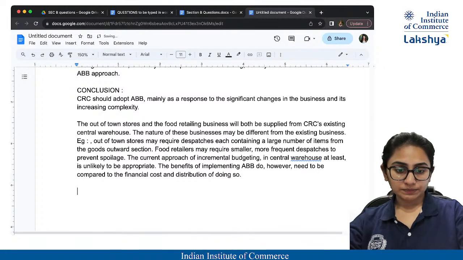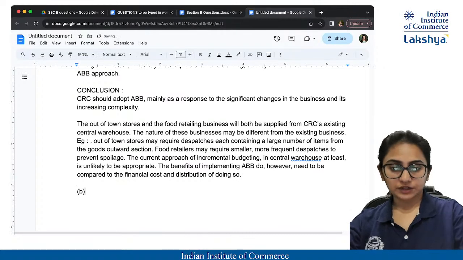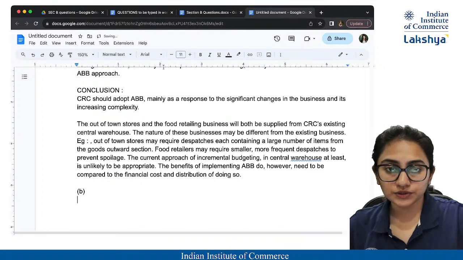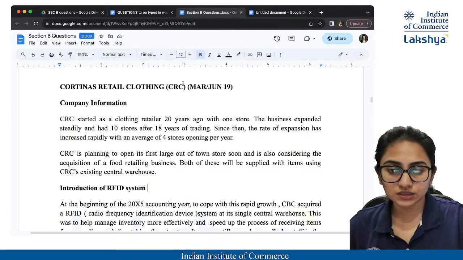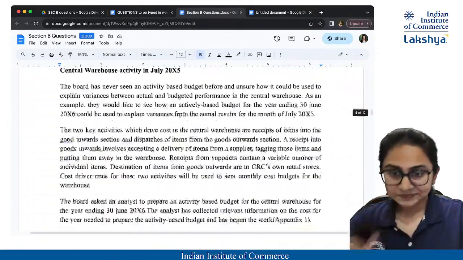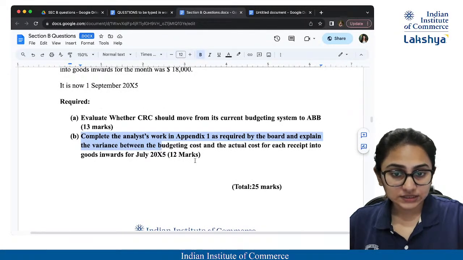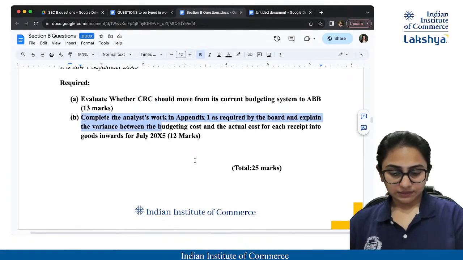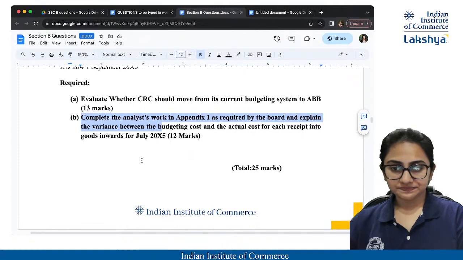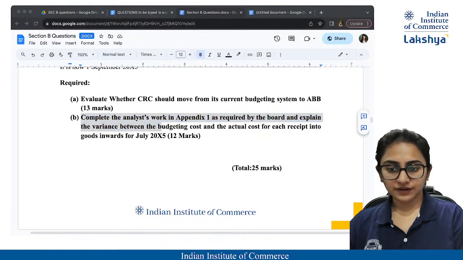Now, before doing the B part of the question, we take a break of 5 minutes and then continue with the B part, which is you have to complete the analyst's work in Appendix 1 because it's incomplete. Okay? So we take a break of 5 minutes.